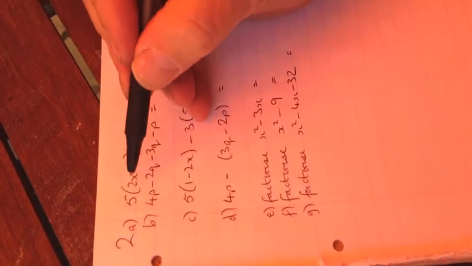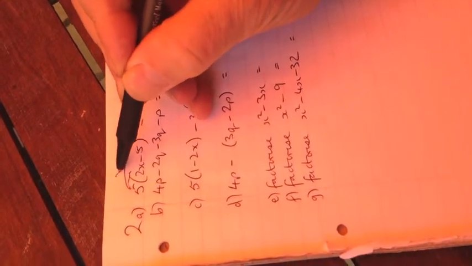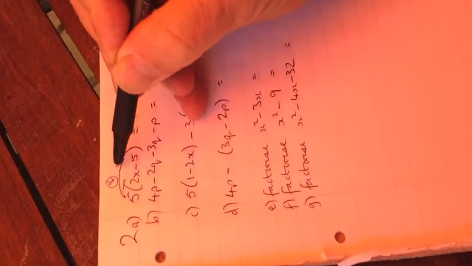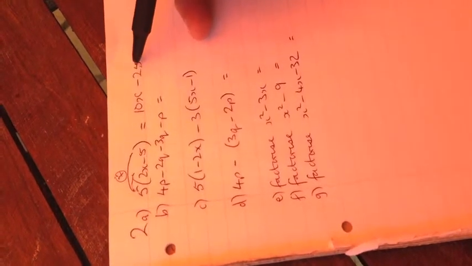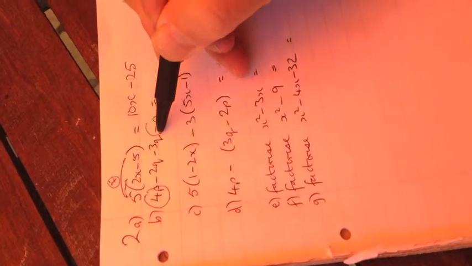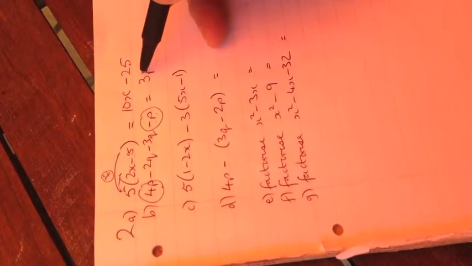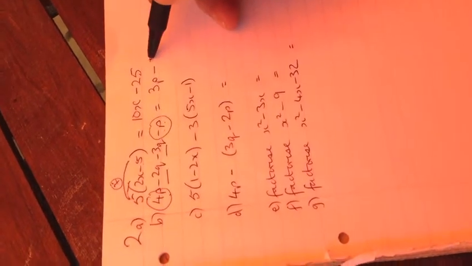Okay, question 2. So expanding brackets. Here we go. Loops, remember, means multiply. 5 2s are 10x, and 5 5s are 25. Signs are different. 25, like so. Next one, families, the P's and the P's. I've got 4 and I owe Mum 1, so I've got 3. I owe Mum 2, I owe Mum 3, so I owe her 5.